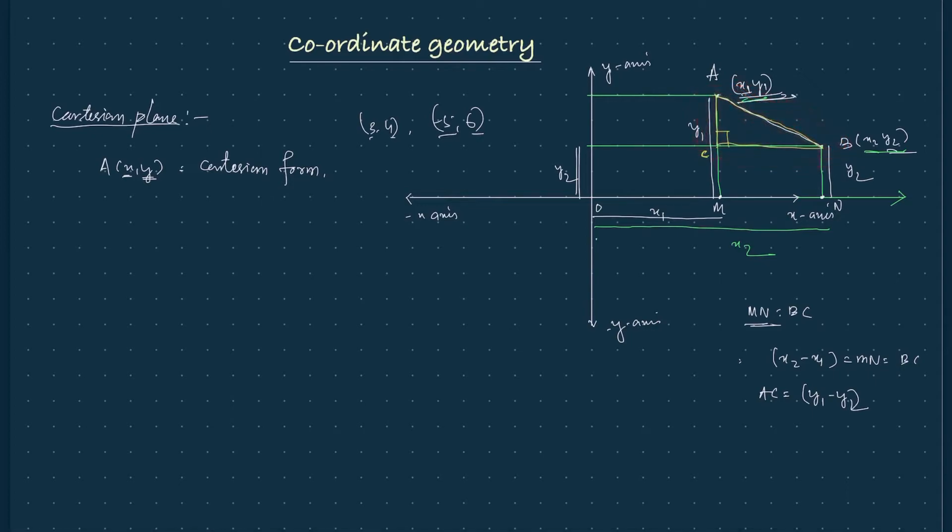तो आमको पाइथागोरस थ्योरम अनुसार आम जान यही डिस्टेंस होची केते ना x2 माइनस x1 डिस्टेंस आउ ए डिस्टेंस केते y1 माइनस y2 डिस्टेंस. Now we need to find the hypotenuse here for this right angle triangle.